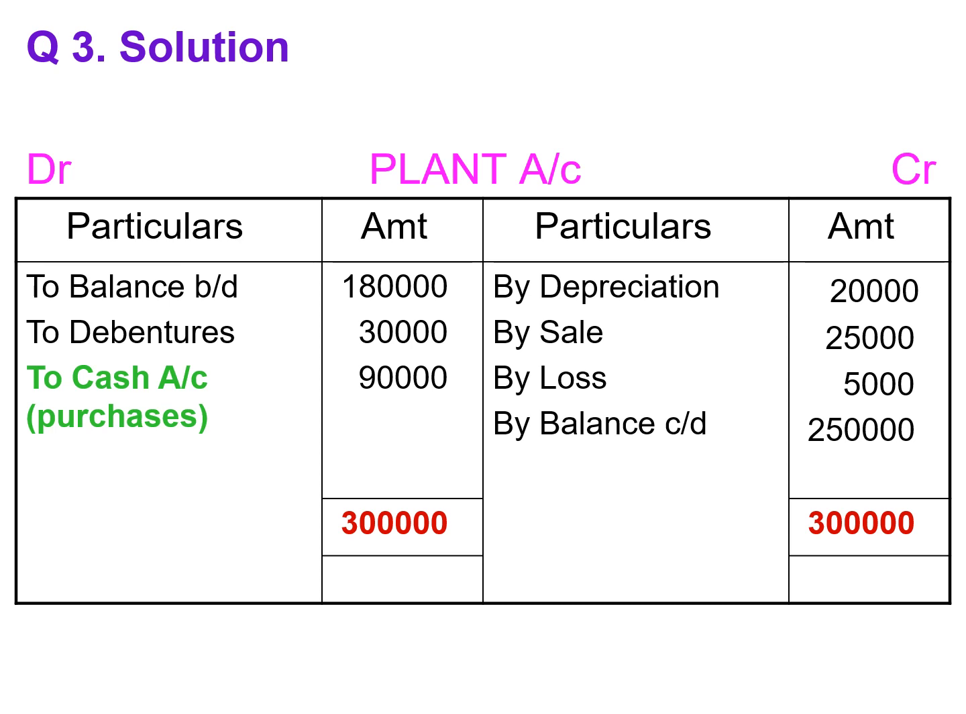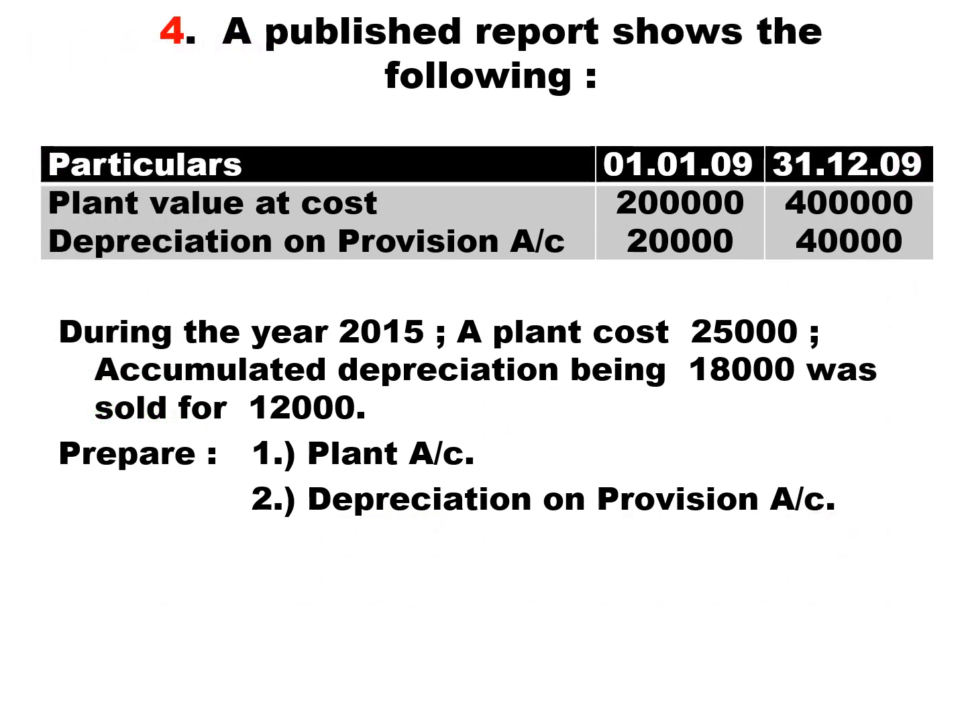So let us look into the fourth problem. A published report shows the following: plant value at cost 2 lakh and 4 lakh. It's called opening value and closing value. Depreciation provision account opening 20,000, closing 40,000. It means you need to prepare the depreciation provision account, like the third problem. During the year 2015, a plant costing rupees 25,000, accumulated depreciation 18,000, was sold for 12,000.